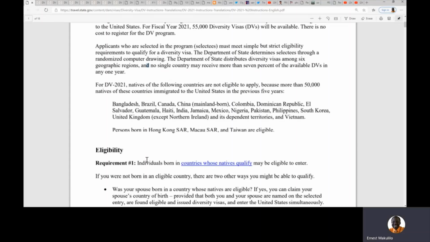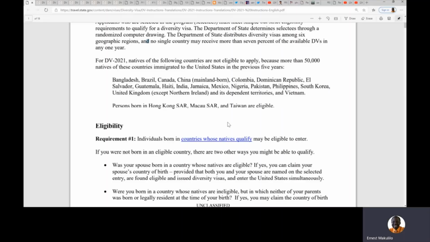So, okay, these are the countries which are not eligible to apply. The natives of the following countries are not eligible because more than 50,000 natives of these countries immigrated to the United States in the previous 5 years. So there is Bangladesh, Brazil, Canada, China mainland born, Colombia, Dominican Republic, El Salvador, Guatemala, Haiti, India, Jamaica, Mexico, in Africa only Nigeria, Pakistan, Philippines, South Korea, United Kingdom, with the exception of Ireland, Northern Ireland, and its territories, as well as Vietnam. Persons born in Hong Kong, Macau, and Taiwan are eligible. The only country in Africa, Nigeria, is not eligible to apply.